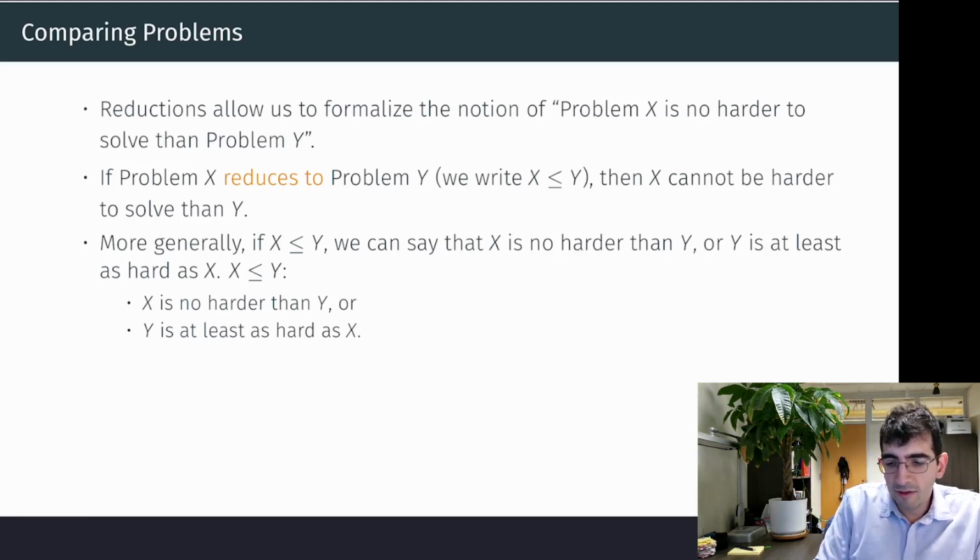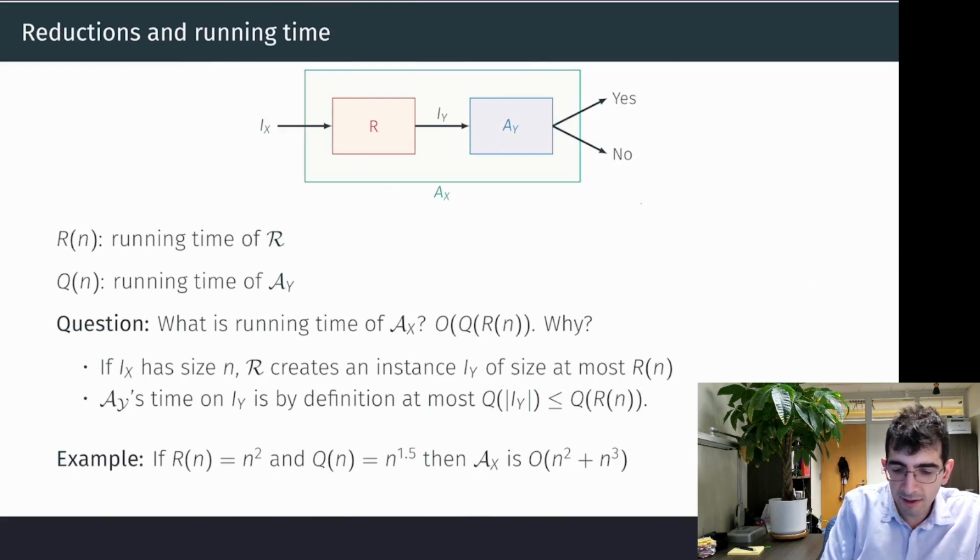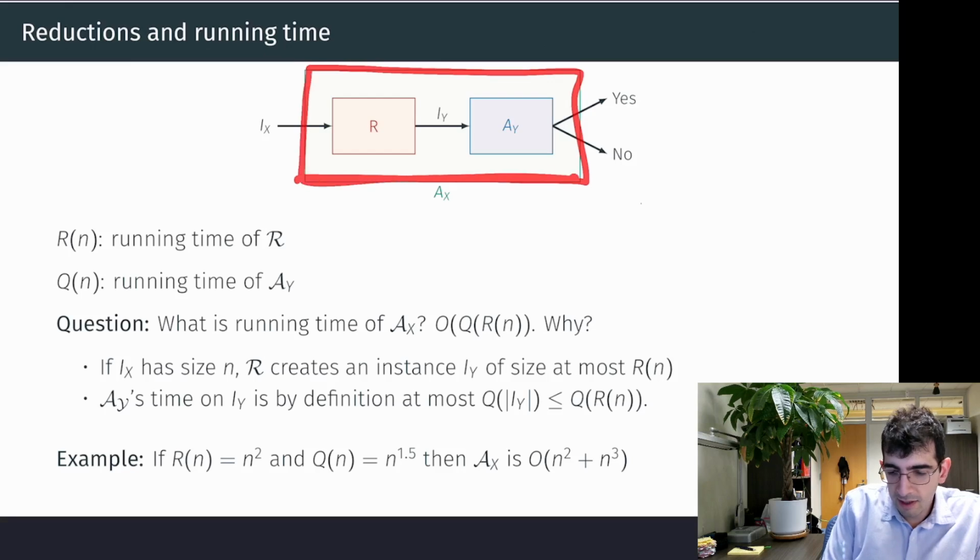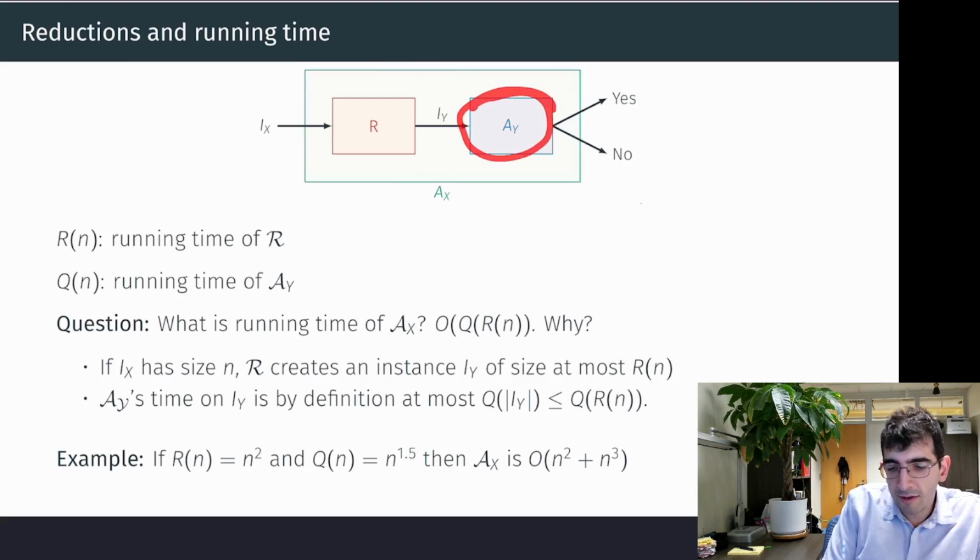Reductions allow us to formalize the notion of problem X is no harder to solve than problem Y. So remember the reduction direction. I keep saying this. If problem X reduces to problem Y, then X cannot be harder to solve than Y. And why is that? Look at this diagram. If Y is polynomial time and the reduction is polynomial time, then by definition, X has to be polynomial time. If, on the other hand, Y is super hard and we know there's no efficient algorithm that solves Y, that doesn't necessarily make X super hard either.